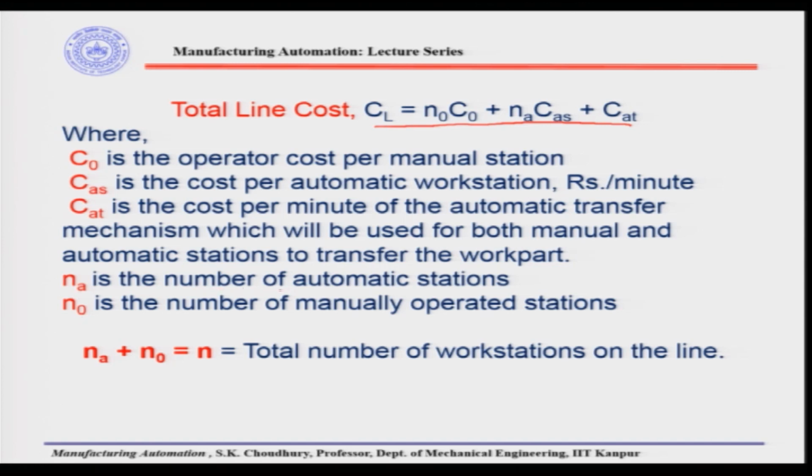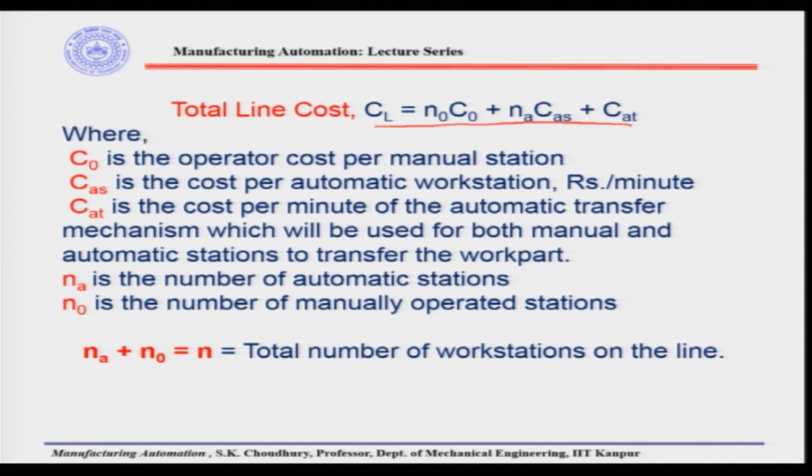NA is the number of automatic stations, and CAS accordingly is the cost per automatic workstation, which will be rupees per minute. These two plus CAT, this is the cost per minute of the automatic transfer mechanism, which will be used for both manual and automatic stations. So, you can see that CAT is not multiplied by either N0 or NA, because this is the cost per minute of the automatic transfer mechanism, which is the material handling device.